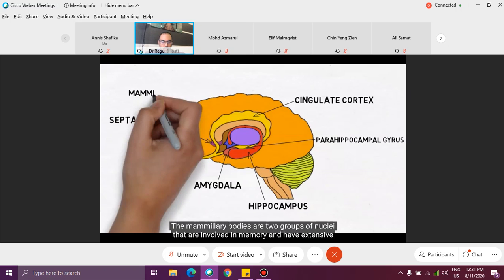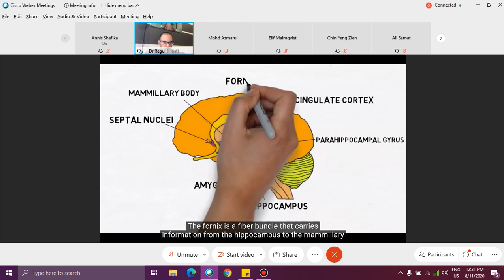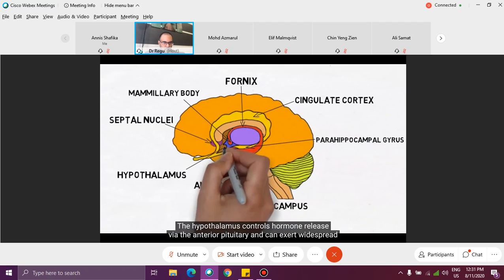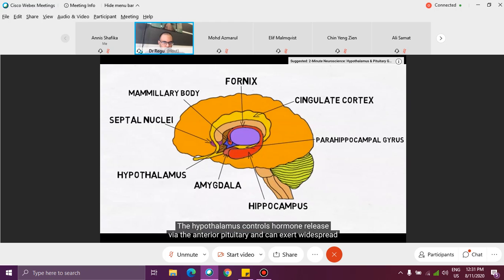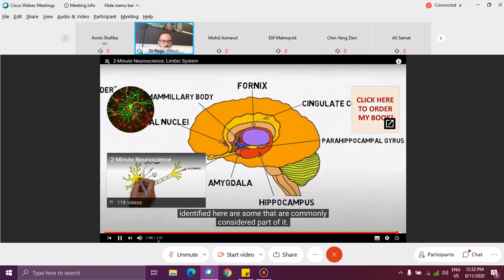The mammillary bodies are two groups of nuclei that are involved in memory and have extensive connections with the amygdala and hippocampus. The fornix is a fiber bundle that carries information from the hippocampus to the mammillary bodies and then onto the thalamus. The hypothalamus controls hormone release via the anterior pituitary and can exert widespread influence over bodily states to maintain homeostasis. While there are other structures that may be included in the limbic system, the structures identified here are some that are commonly considered part of it.